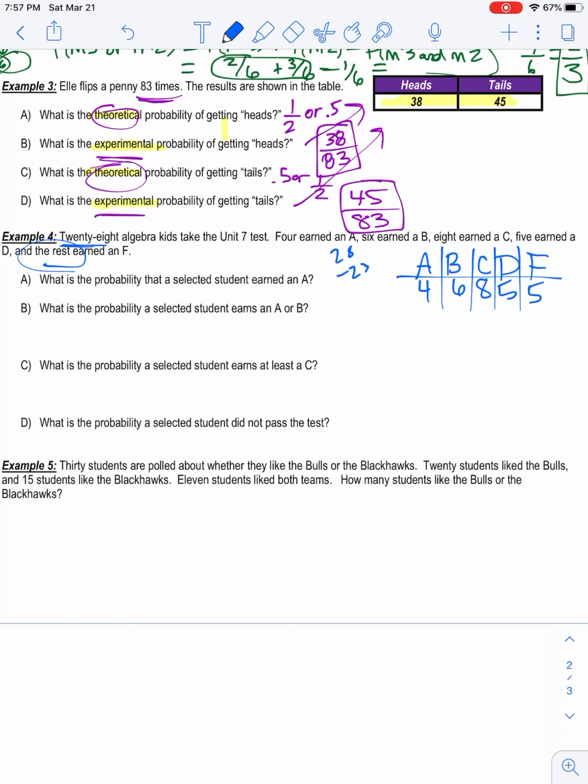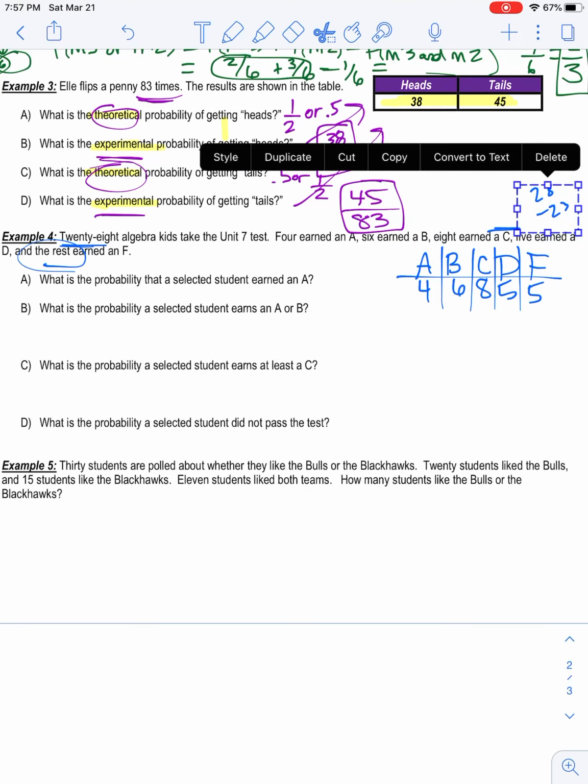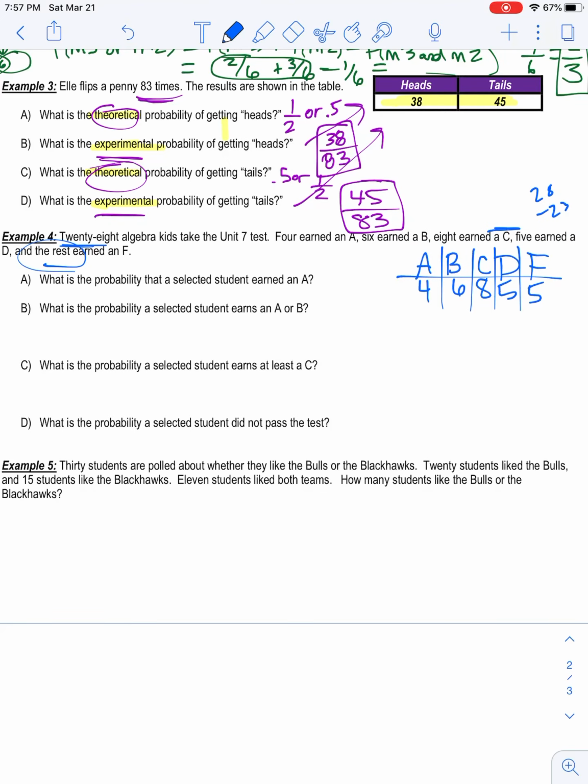Part A says, what is the probability that a selected student earned an A? So if I want the probability of this event, A, I can take the number of A's divided by the total. So there's 4 A's divided by 28 students in the class. And because 28 can divide by 4 7 times, this can reduce to 1/7.